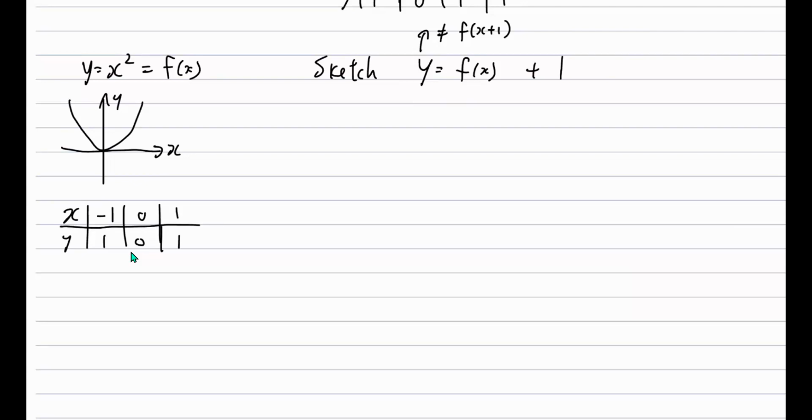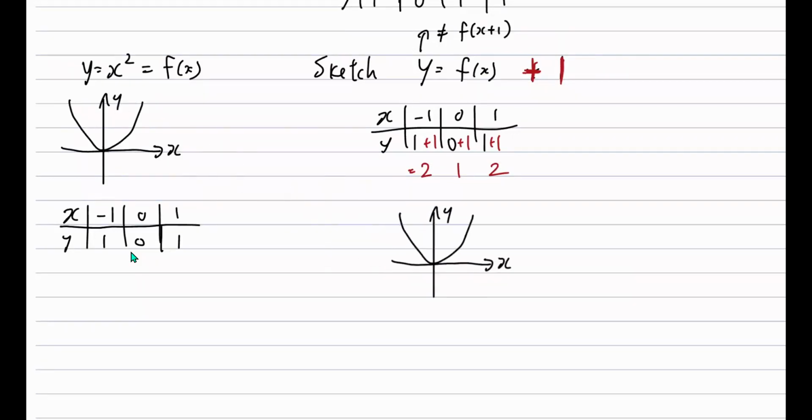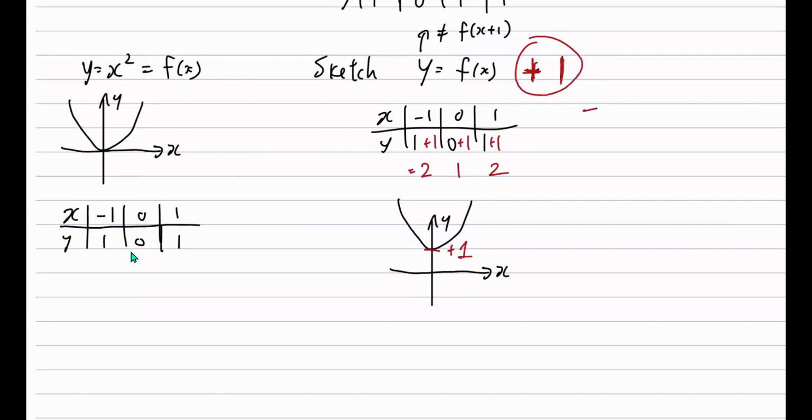But what happens if I now have the same x values? What happens to my y values? It ends up being 1, 0, and 1, but you have to plus 1: plus 1, plus 1, plus 1, which gives you 2, 1, 2. What does that essentially mean? It just means that your graph moves upward by 1 unit. The y transformation is easier because it's just moving up. It's like going up an elevator. Plus, you move up. Minus, you move down.